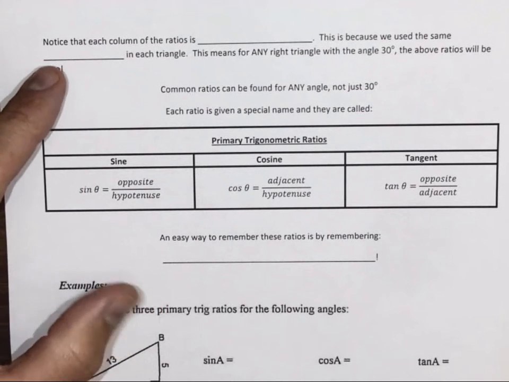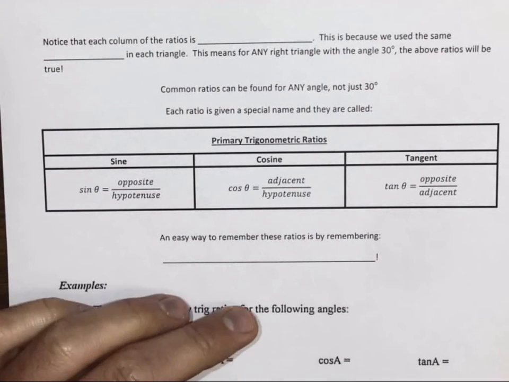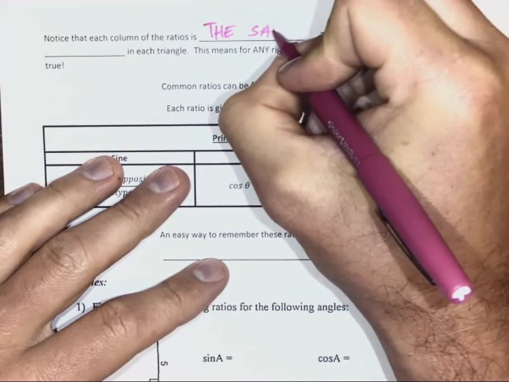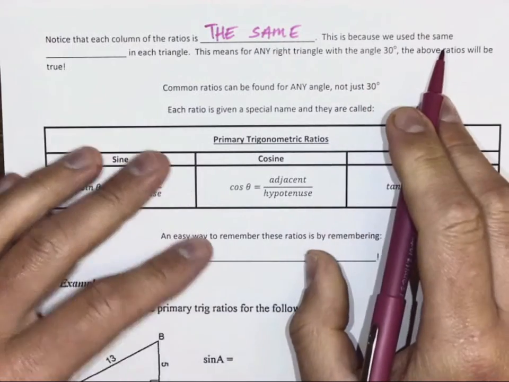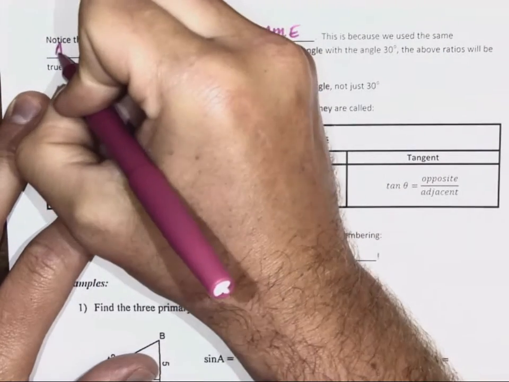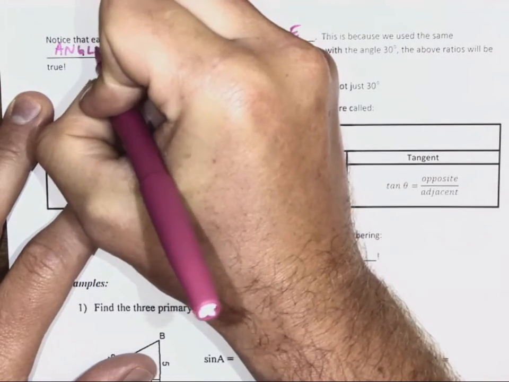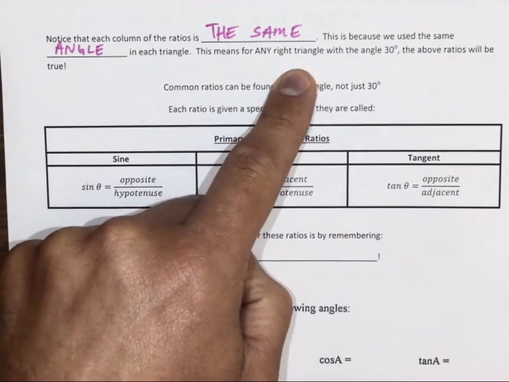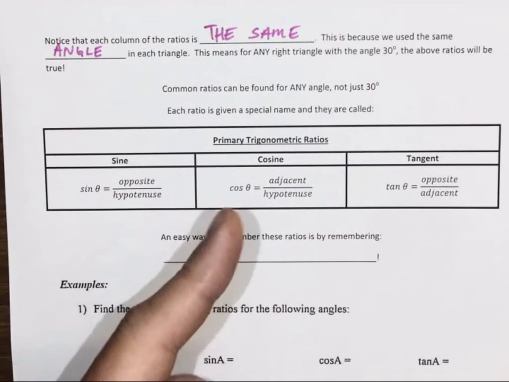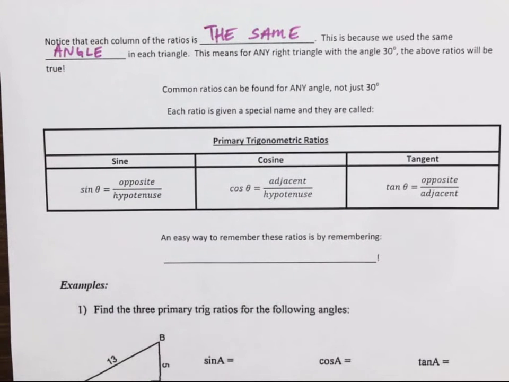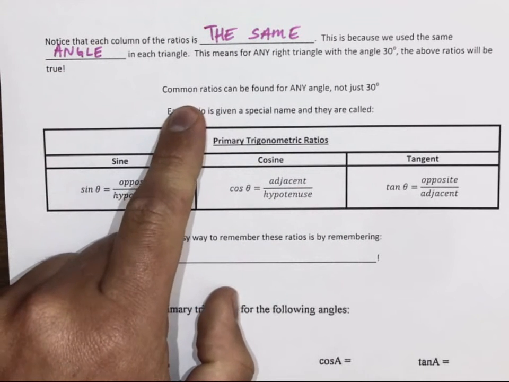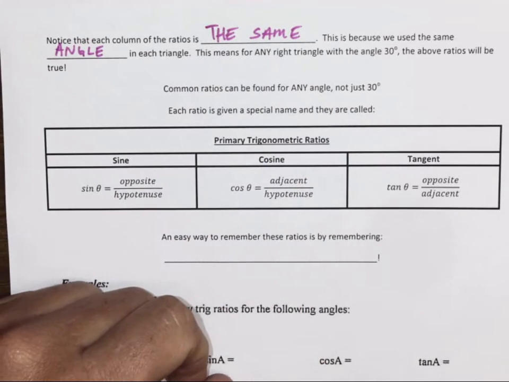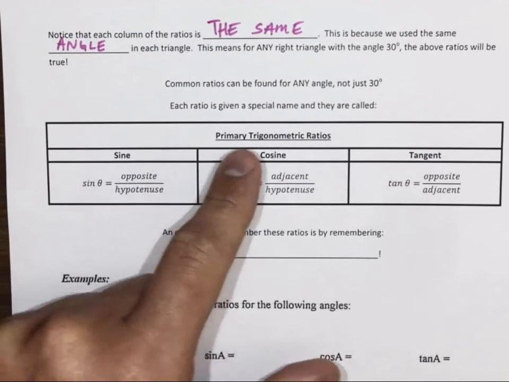So, you notice that in each column, the ratio is the same or equal. This is because we use the same angle, or the same corner, or the same vertex in each triangle. That means for any right angle triangle with an angle of 30 degrees, all those ratios on the other page would be correct. Now this is good for any angle, not just 30, especially in a right angle triangle. So each ratio can be given a special name.